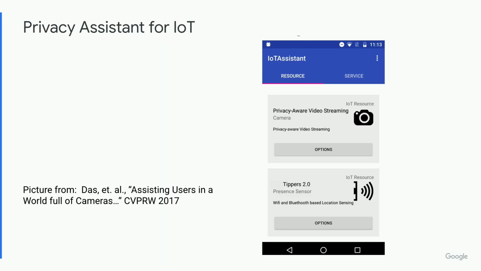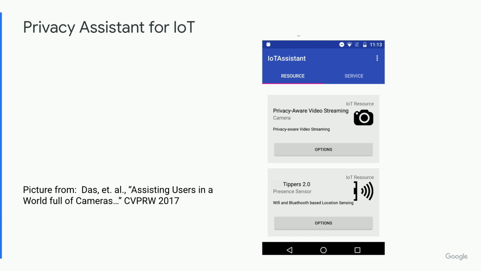Then they went even further and said, well, why not do this for the world of IoT, which is far more difficult, right? Because there's a lot of cameras around you. You don't even know they're there. How are you going to be told what their privacy policies are? What about all the medical sensors in the world?